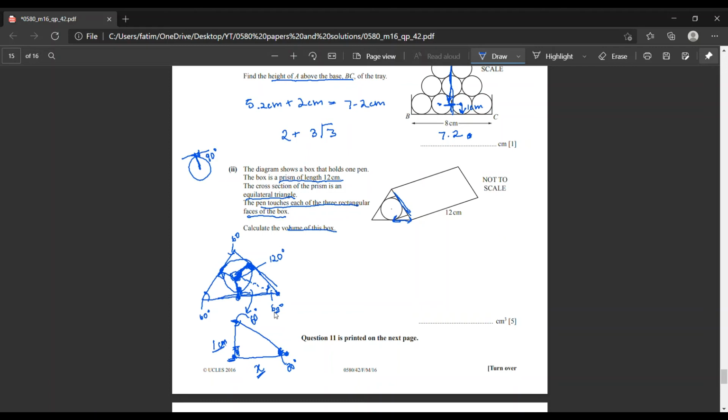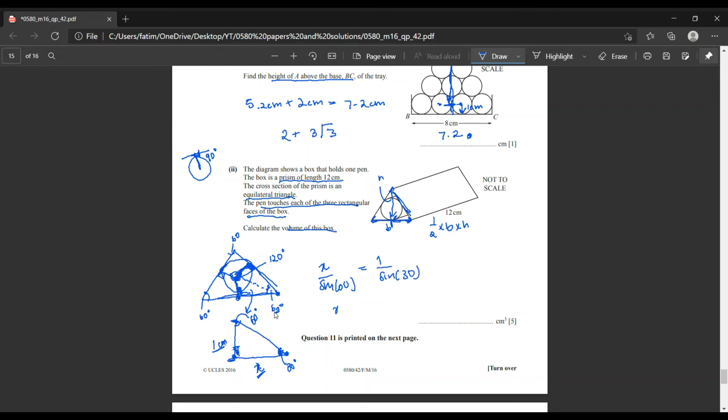And to find the cross section of this triangle, we have to make use of the formula half into base into height. So this region here would be the height, and this entire region down here would be the base. Right now, our x is going to be half of the base value. So using our sine rule, we can do x by sine 60 is equal to 1 by sine 30.